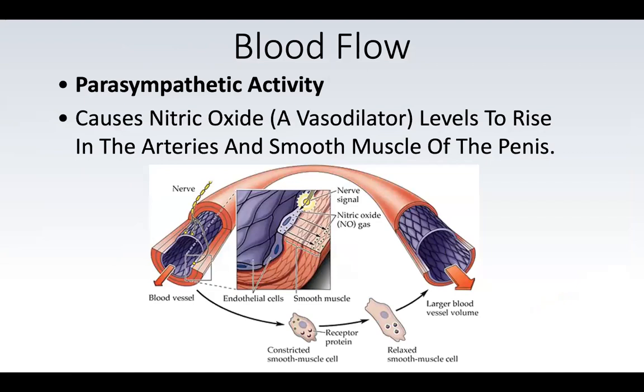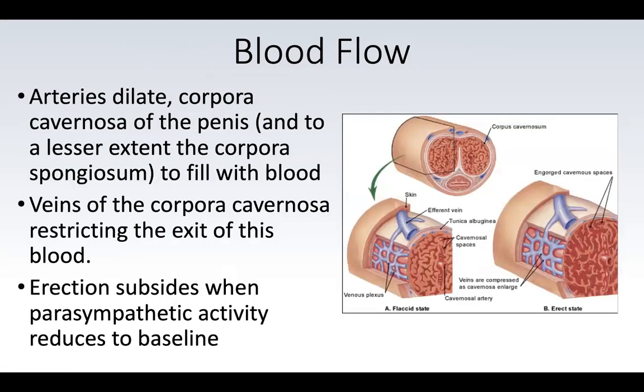Now, there's parasympathetic activity. This is a division of the autonomic nervous system that drives this type of blood flow. This is caused by nitric oxide. Nitric oxide is a vasodilator, so it will widen the arteries that were previously constricted, thereby allowing for blood to pass through, thereby resulting in erection.